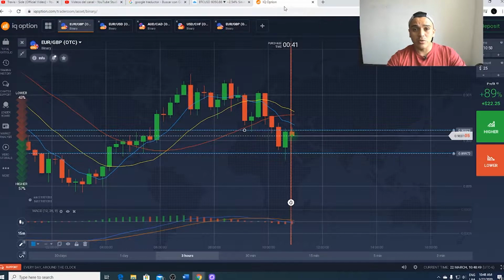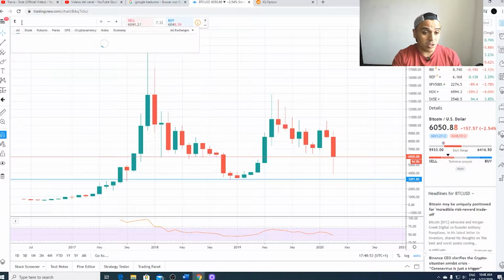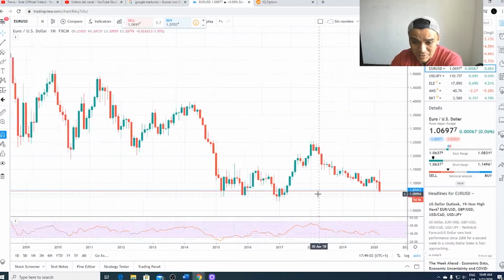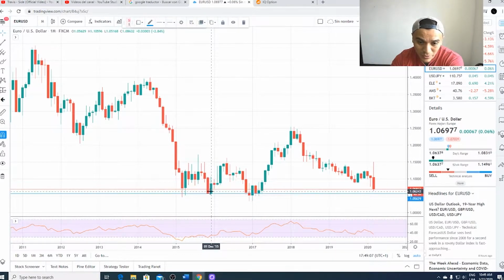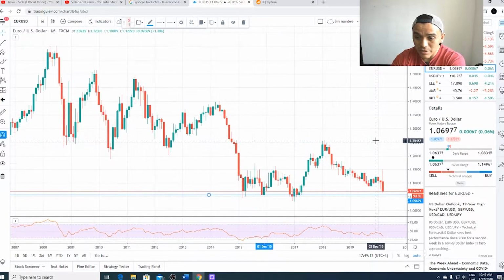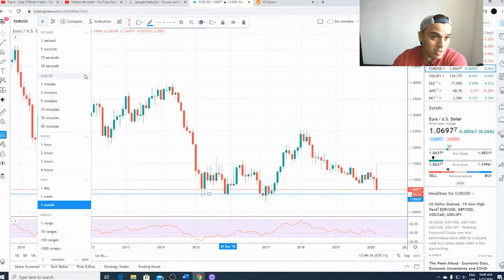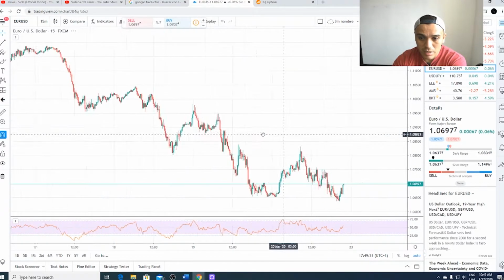Right now the market is OTC, but I'll try to explain using TradingView how to identify a good support and resistance. I have here a support from the last session that continues to be respected.